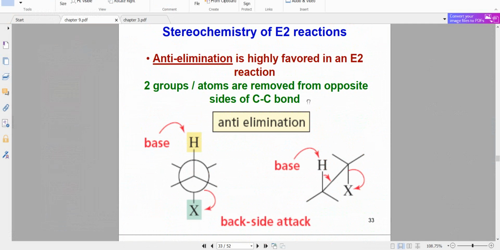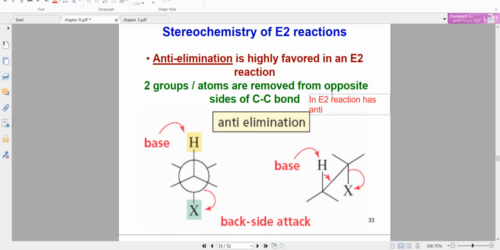In E2 reactions, we have anti-elimination. I say again, in E2 reactions, we have anti-elimination. That means the hydrogen and the halogen must be on opposite sides. That means if the hydrogen is close, the halogen must be far. If the hydrogen is far, the halogen must be close. Take this note. I will give you some examples to do today, but this is important. You will see this again in your exam definitely.